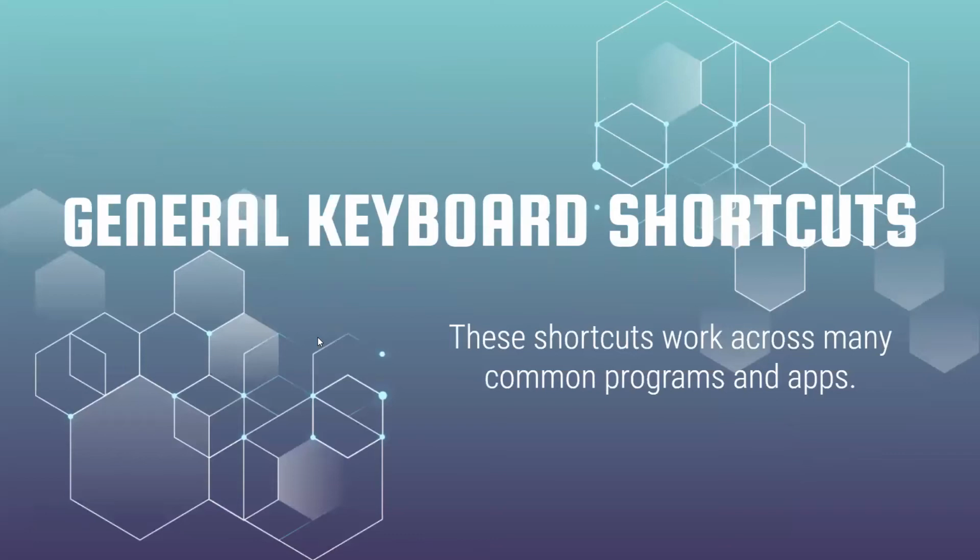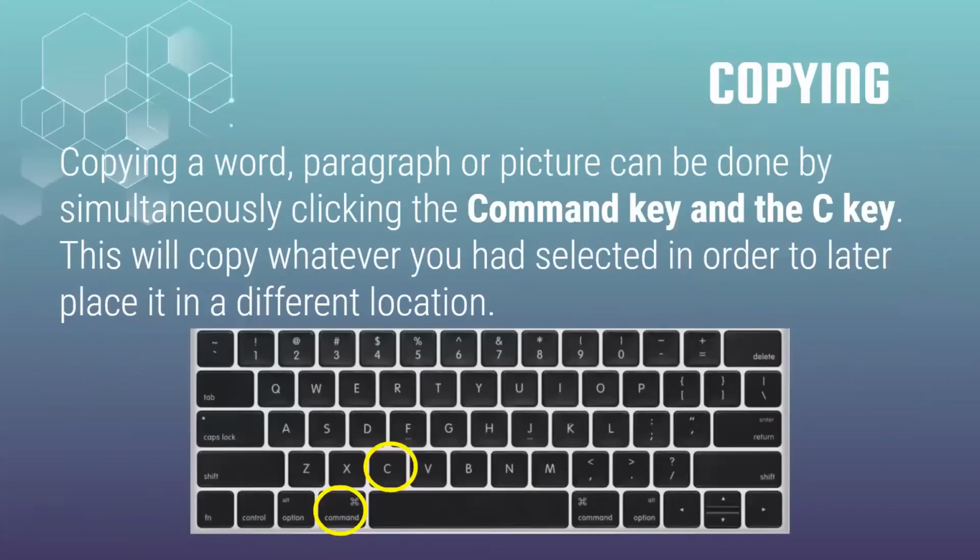So the first shortcut that I'm going to be talking about is copying. Copying is very often used. It's actually one of the most used ones today. How you do that is you press Command and C at the same time. But first you have to select the piece of information that you want to copy, and then you press Command C. The information will be copied, and then you can paste it onto another document later on.